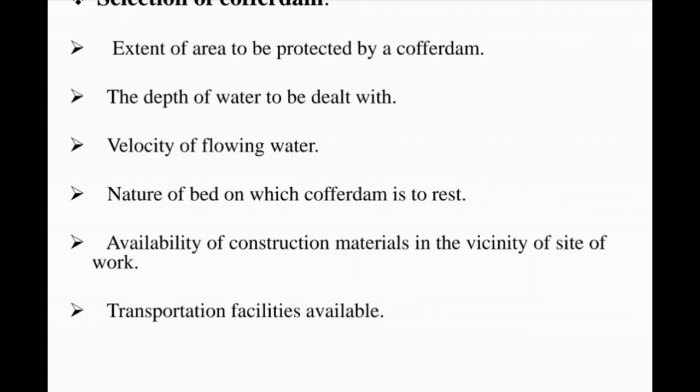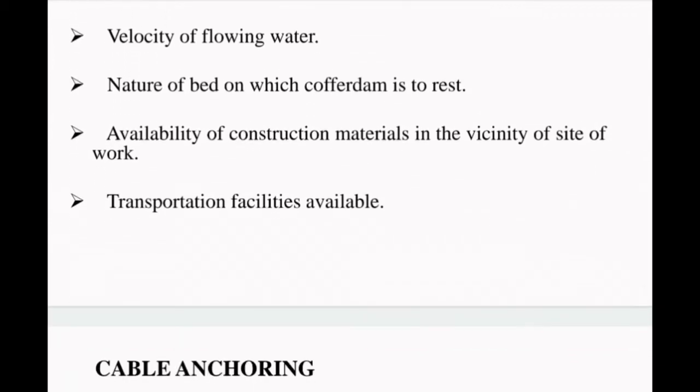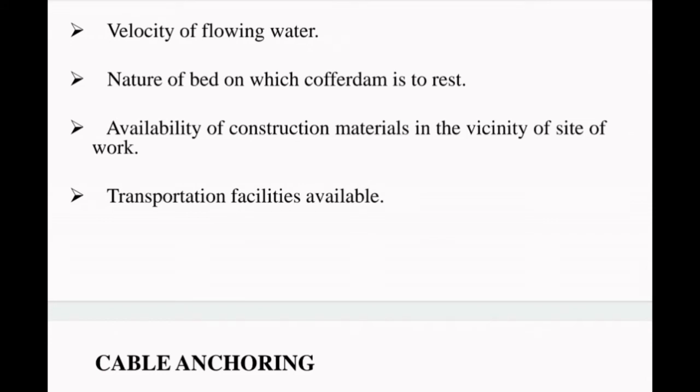And the availability of construction materials in the vicinity of the site of the work is also one of the main ones, because if the construction material is not available, it has to be purchased from a different area, and the transportation cost will be higher. So it should be avoided. And the transportation facility available is also a factor for the selection of the cofferdam.